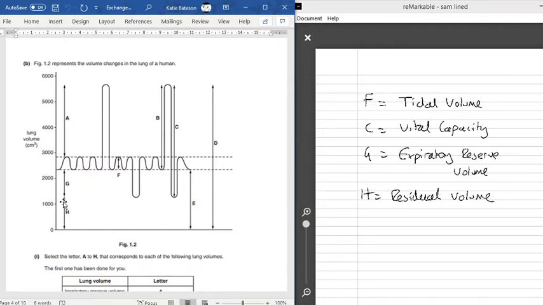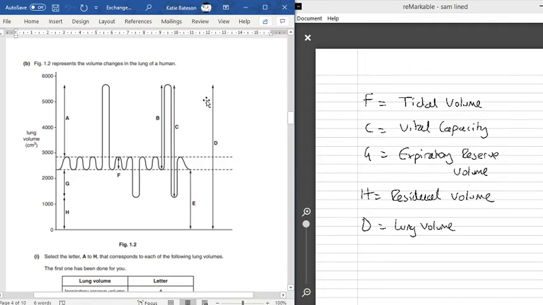Other things I've not really mentioned, what is it, D? D is the entire thing. D is your entire lung volume. Because obviously when you have a maximum inspiration, you literally have that much, that volume of air inside your lungs at that point. So 5,500 centimetres cubed in this example.